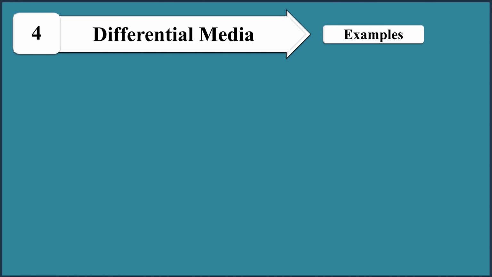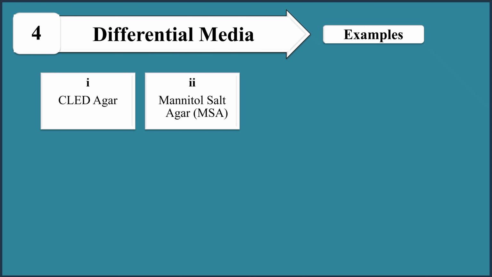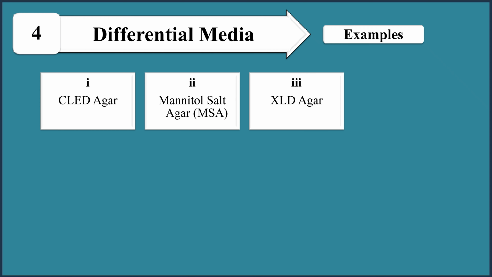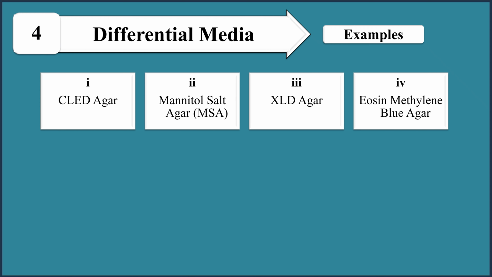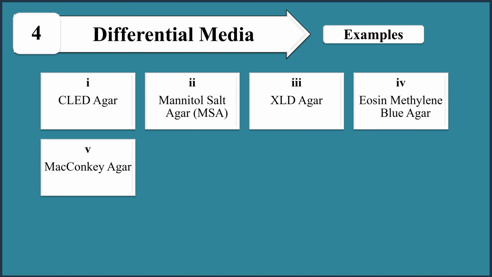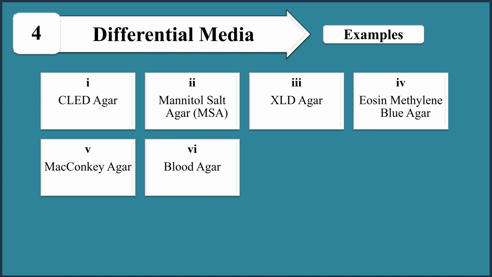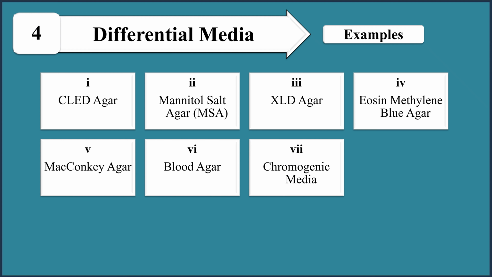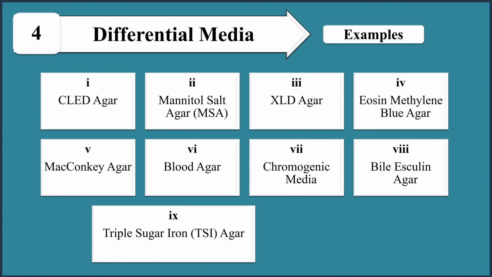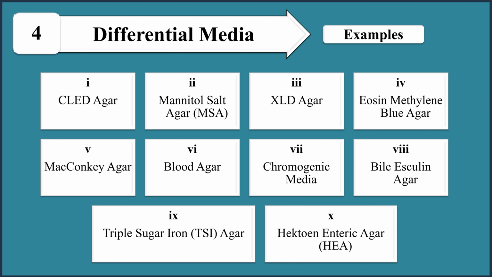Examples of the media that are used as differential media: CLED agar, mannitol salt agar, XLD agar, eosin methylene blue agar, MacConkey agar, blood agar, chromogenic media, bile esculin agar, triple sugar iron agar, and Hektoen enteric agar.